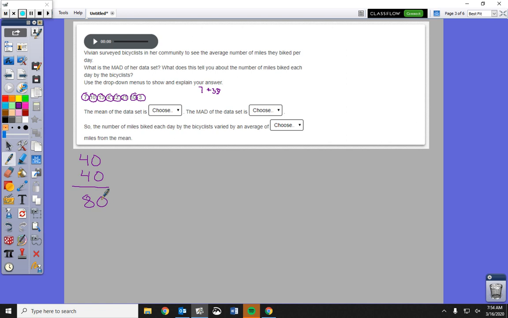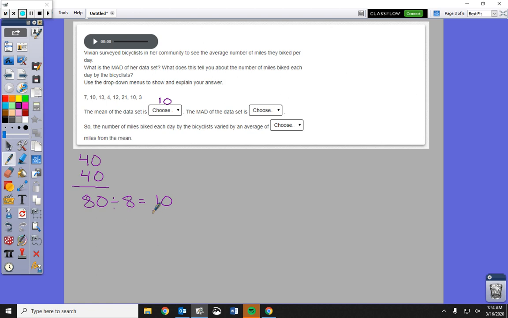But now I have to find the mean of those. Let's see how many bicyclists there were. 1, 2, 3, 4, 5, 6, 7, 8. We'll divide that by 8. 80 divided by 8 gives me 10. The mean of the data set would be then 10. Now the M.A.D. of the data set.